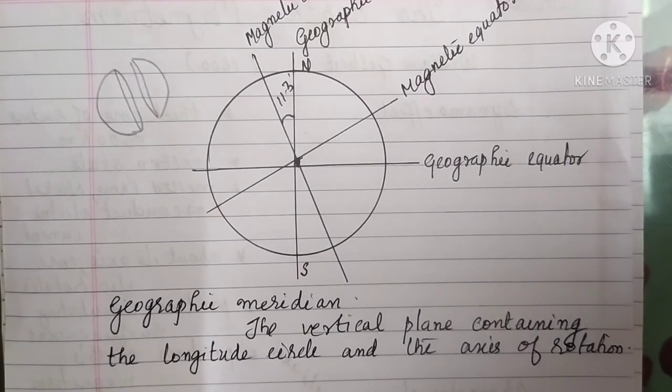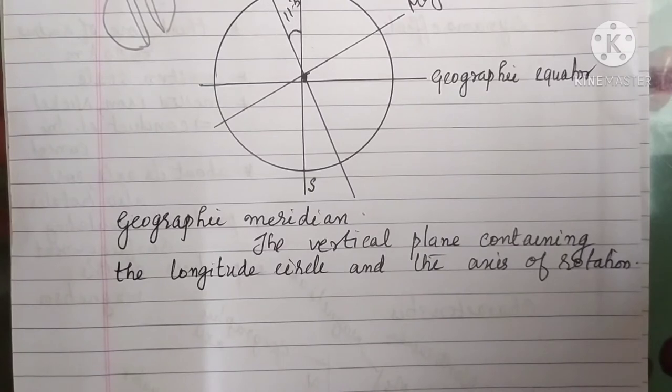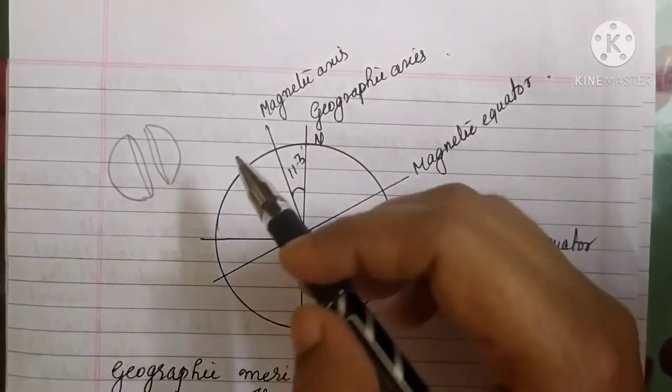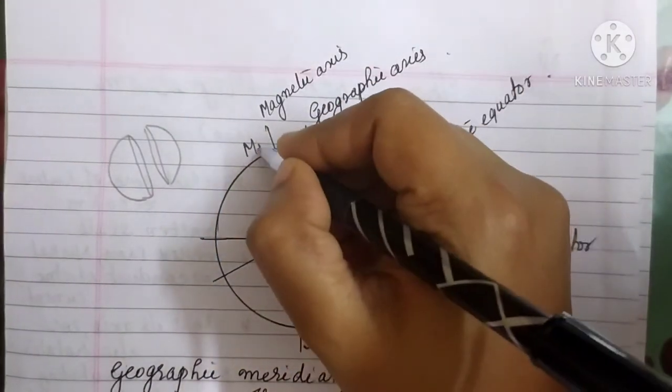Okay, then what is magnetic meridian? The magnetic meridian is again the vertical plane which passes through the imaginary line joining the magnetic north and magnetic south.